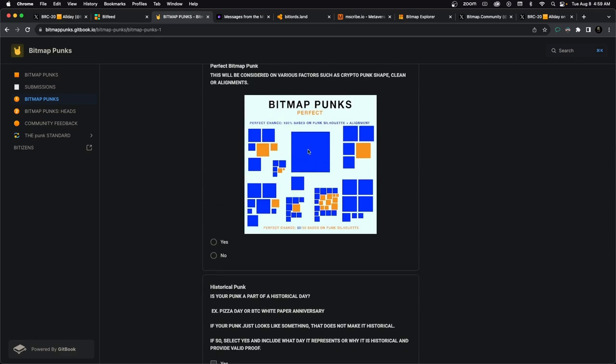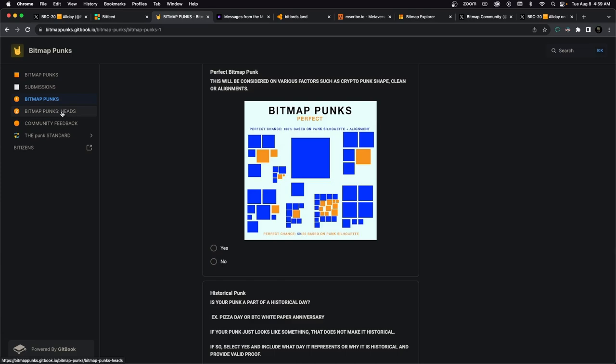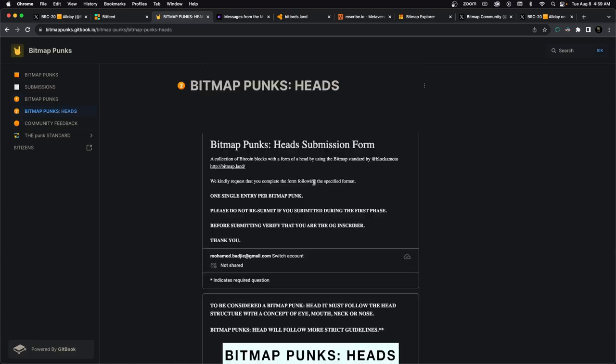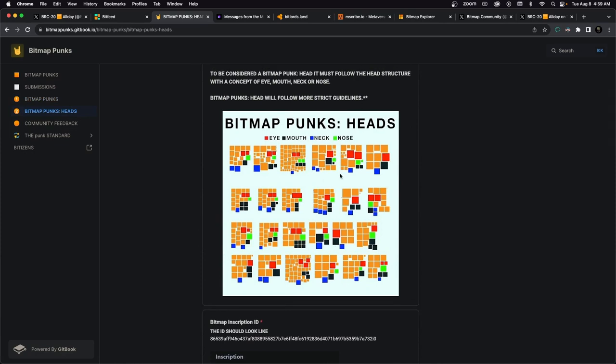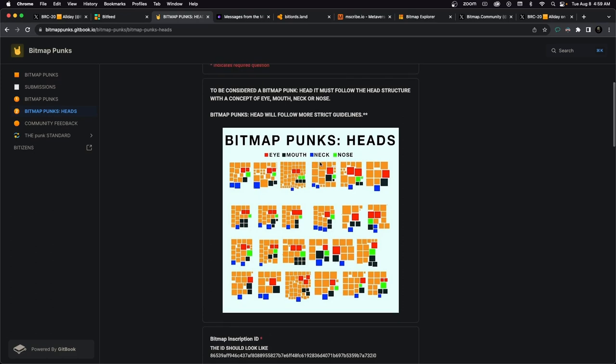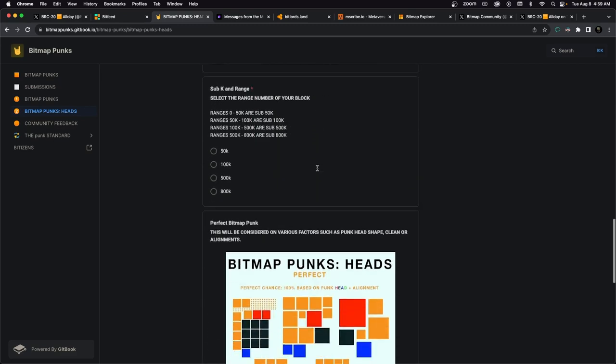Here are some more examples. These are perfect punks, as you can see, based on the punk shape and the alignments. There should be some more examples here. Yeah, and here are some more punks. These are not as perfect, but you can see they have these colors highlighting the eye, mouth, neck, and nose. I would assume that the perfect punks would be worth more than these ones, since those resemble the crypto punks more.